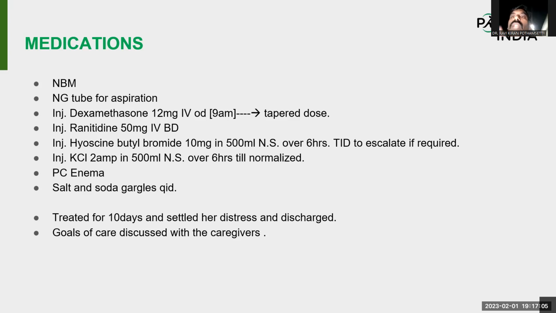And to correct the potassium, we have given KCl 2 ampoules in 1 unit NS over 6 hours to normalize. We treated the patient for 10 days. Her distress settled and she was later discharged. Goals of care were discussed with the caregivers and the patient.